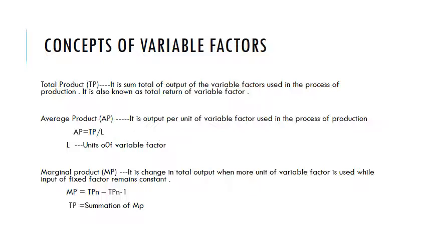Marginal product refers to change in total product when one more unit of variable factor is used, fixed factor remaining constant. Marginal production is equal to total production of n minus total production of n minus 1. Total production is equal to summation of marginal production.